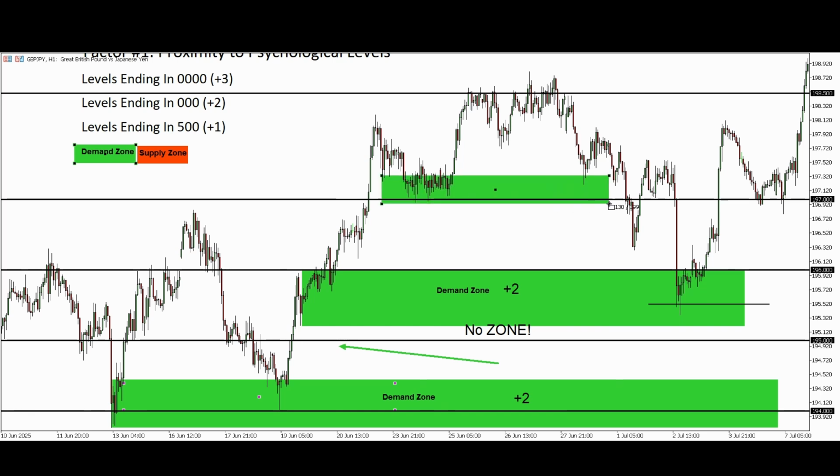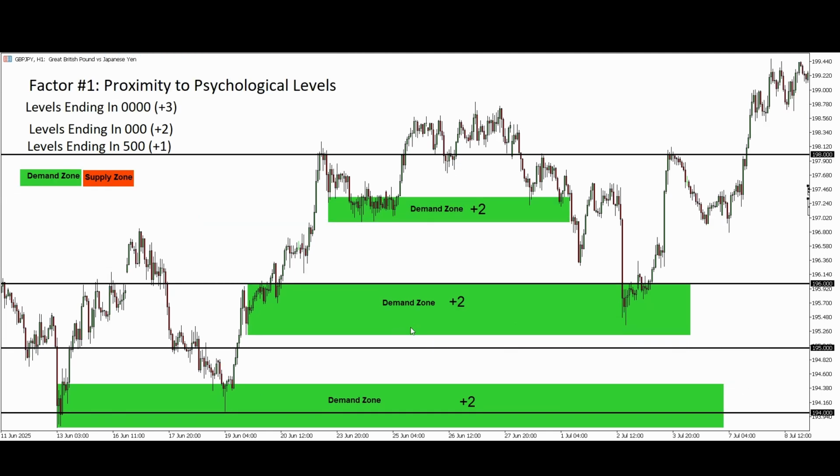And finally, we reach our highest demand zone, positioned cleanly on top of the 197 psychological level. Even though this demand didn't produce a major reversal due to other factors we'll break down shortly, its alignment with the 197 handle still gives it a full +2 score in our system. In summary, every +2 score you've seen so far comes directly from confluence with a major psychological level.